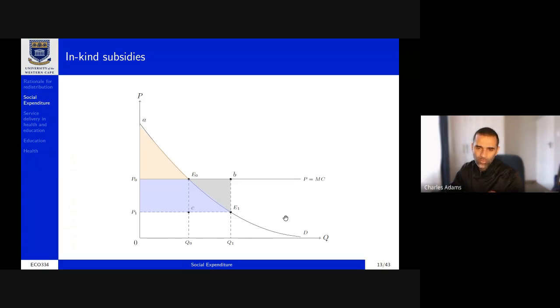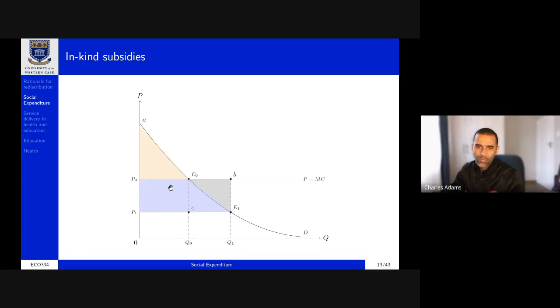So this is demand and supply for some good or service. Let's say it's education. Initially you have a demand curve here, supply curve. Price equals marginal cost. That's given as a straight line just for simplicity. We're much more interested in how much of this gets consumed. So initially you have intersection at E0, so that's the equilibrium.